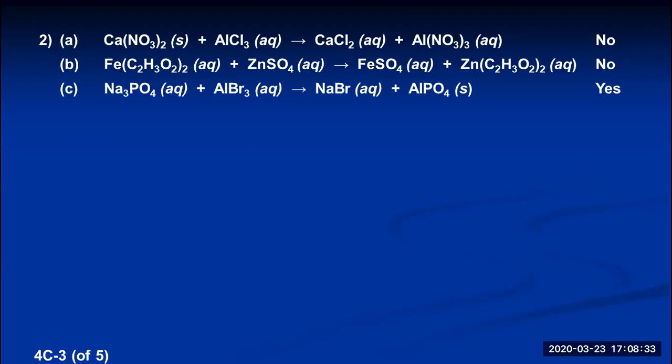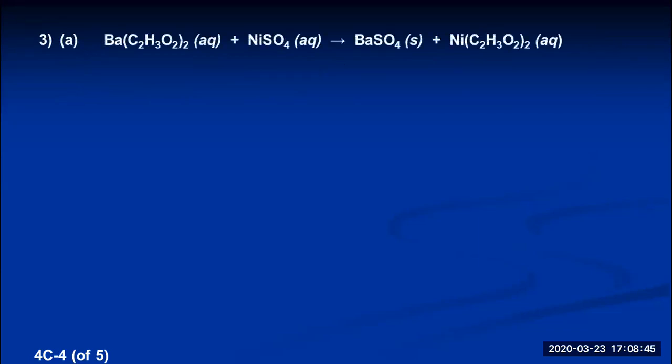So a reaction with two compounds, whenever you have that, you switch the partners and you look at the products to see if you're producing a solid, water, or a gas. When we switch the partners between barium acetate and nickel 2 sulfate, the products would be BaSO4, barium sulfate, and Ni(C2H3O2)2, nickel 2 acetate.